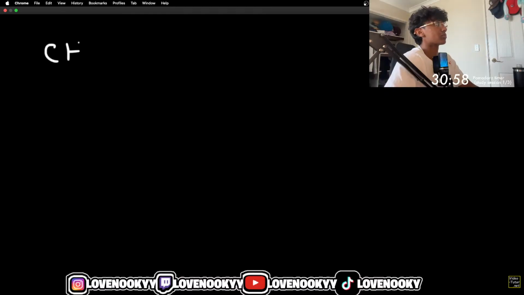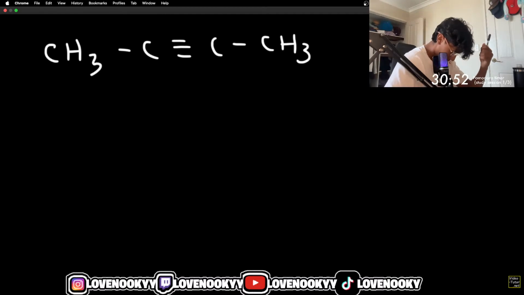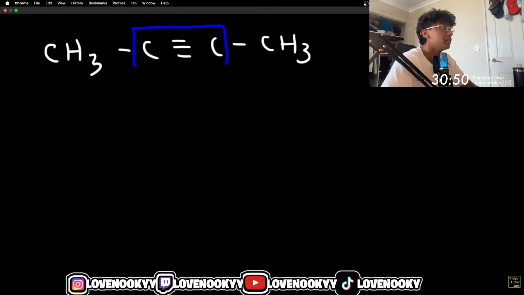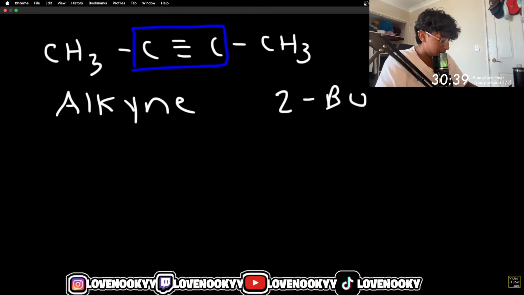Now what about this example? What if we have a carbon-carbon triple bond? In this case, this is known as an alkyne. That's the functional group, and the particular name for this molecule is 2-butyne. It has the suffix "yne".